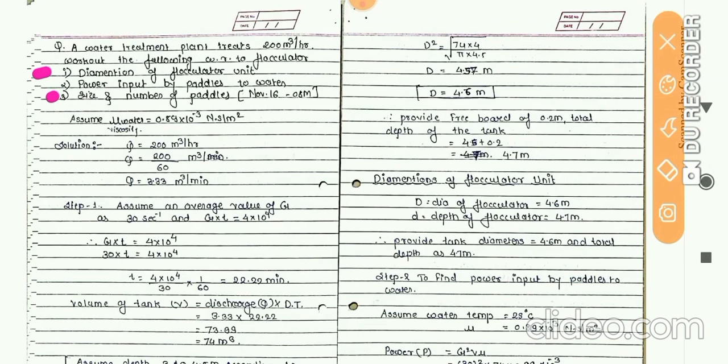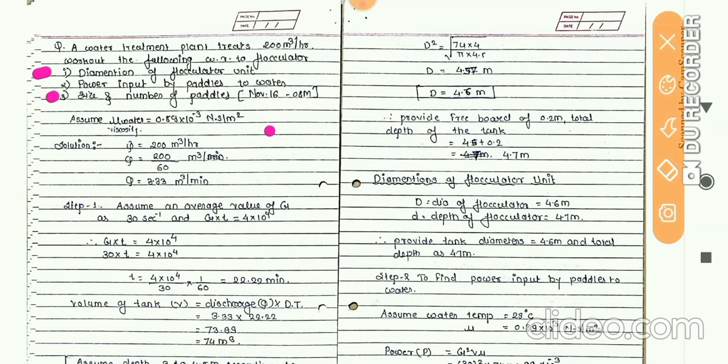Again, assume mu of water, that is the dynamic viscosity, is equal to 0.89 into 10 raised to minus 3 Newton second per meter square. This is the question from November 2016 examination for 8 marks. So we will discuss the step by step solution for this problem.